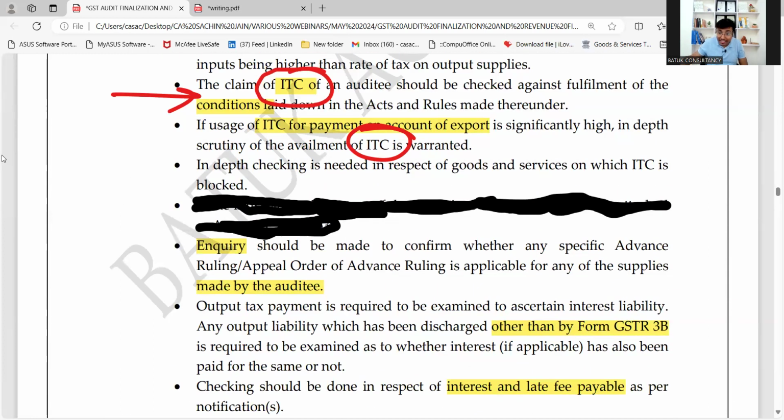Blocked credit, you should always check if there is any blocked credit. For that purpose, you just need to demand the item wise purchase summary. When you demand the item wise purchase summary, that person will provide you the particular name of the item, the taxable value of that item, and the input tax credit. Through that item wise summary, you can easily identify and check whether this ITC is blocked, not blocked, claimable, or eligible. So from the nature or name of that particular item, you can easily identify these things.